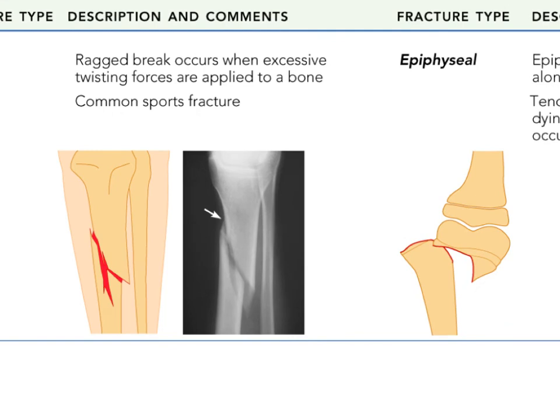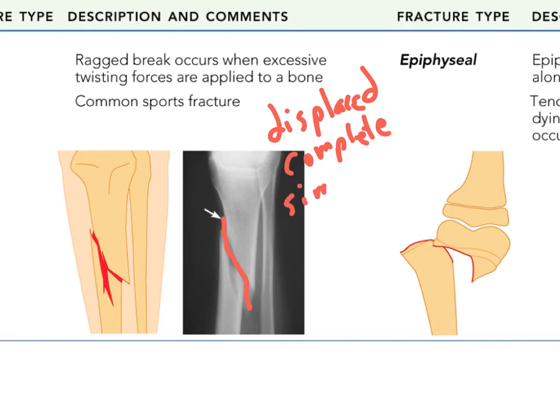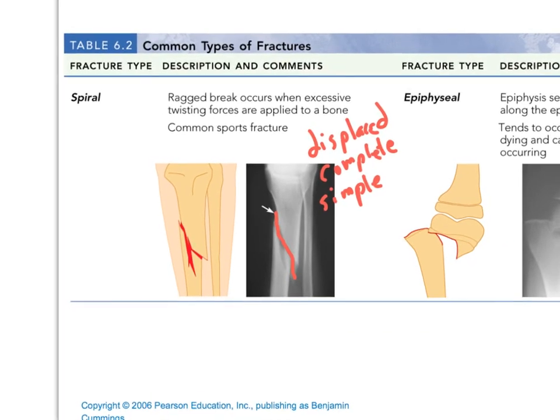A spiral fracture is pretty obvious in its presentation. You can see how this is the tibia. You can see how it starts out high on the one end and comes down raggedly through the bone out the other side. You can see this is a displaced fracture. It's a complete fracture, as it almost always is. And again, based on the degree of displacement, my judgment would say this is a simple fracture.